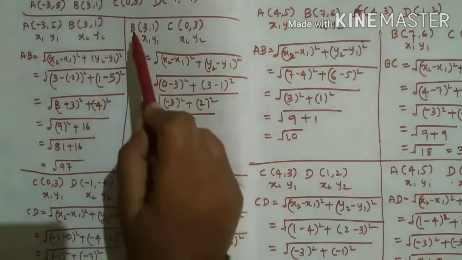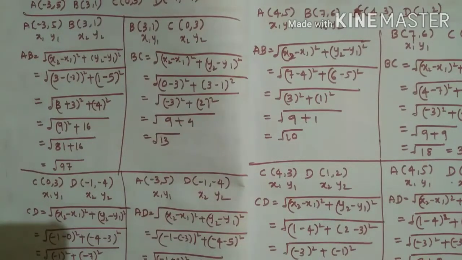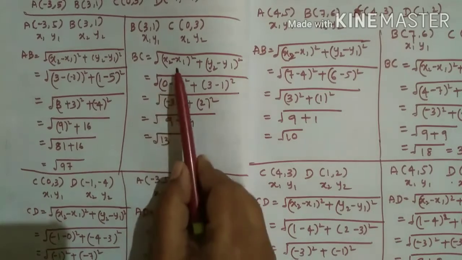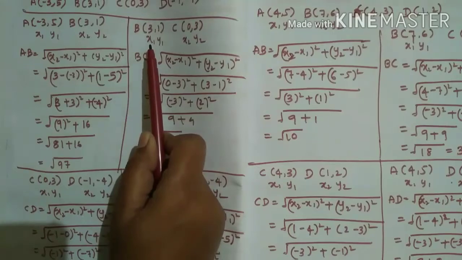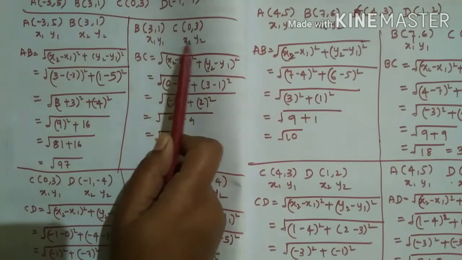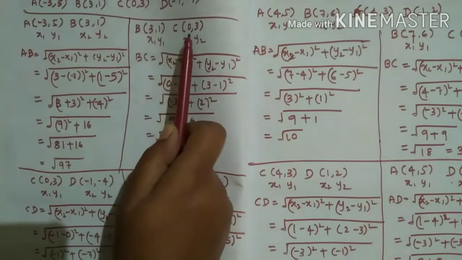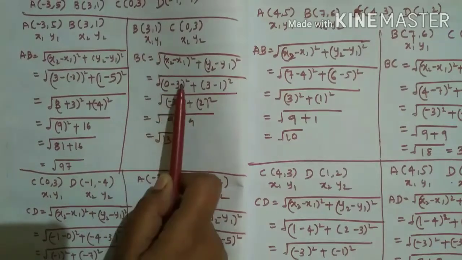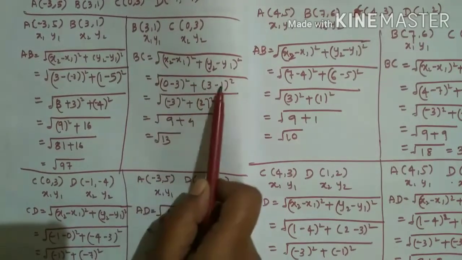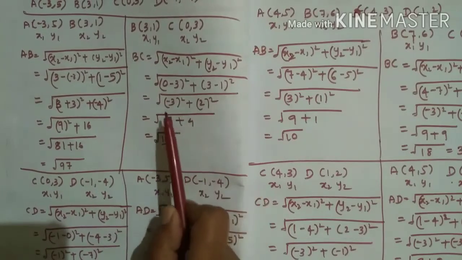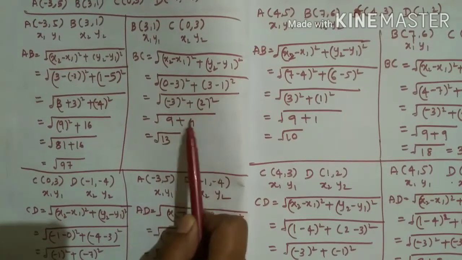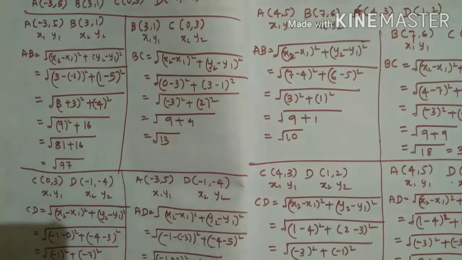Next BC. Here also you have to use the distance formula, x2 minus x1 whole square plus y2 minus y1 whole square. Here I have taken B as x1 y1, C as x2 y2. x2 is 0 minus 3 square plus y2 as 3 minus 1 whole square. Minus 3 square plus 3 minus 1 is 2 square. Minus 3 square is 9, 2 square is 4. 9 plus 4 is root 13.